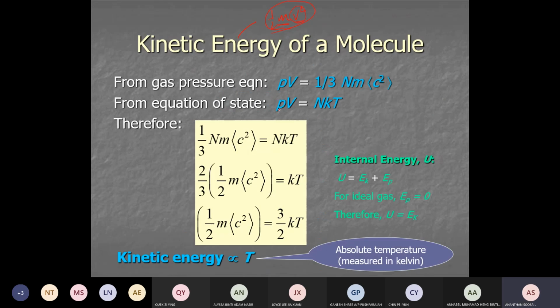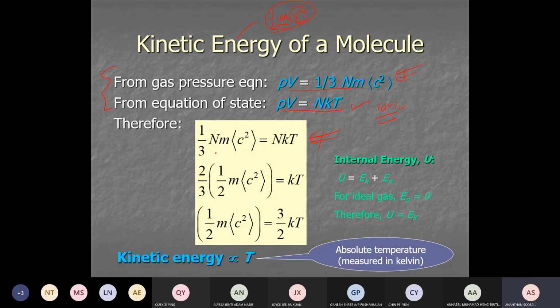Okay. So this is the derivation. First, from the theory, PV is 1/3 Nmc squared. From the equation of state, PV equals NkT. We know NkT is confirmed correct, 100% correct. It has been proven through experiment. The above equation is theoretically accepted. So if these two are correct, therefore 1/3 Nmc squared must be the same as NkT, right?